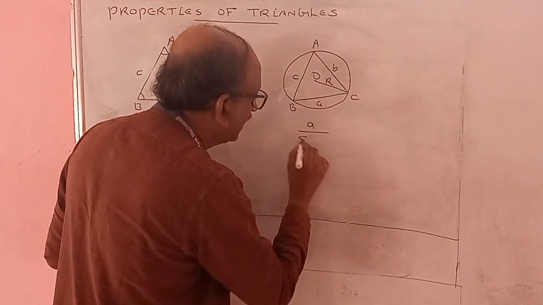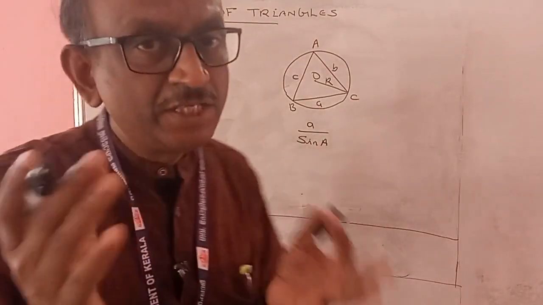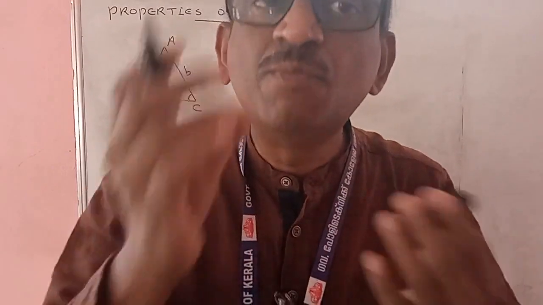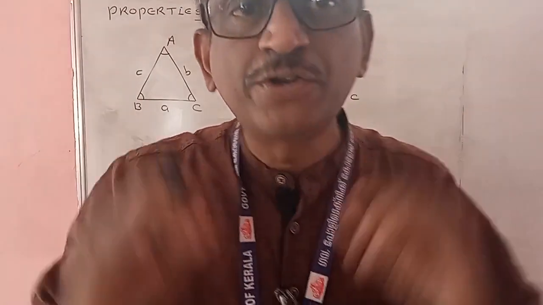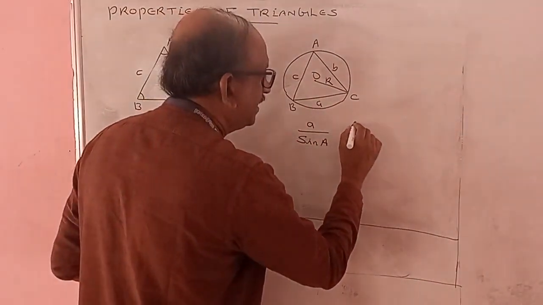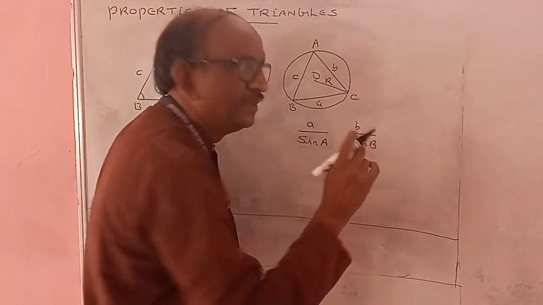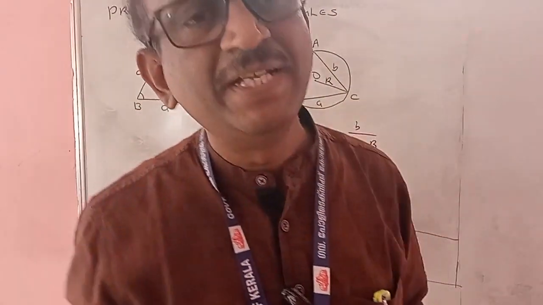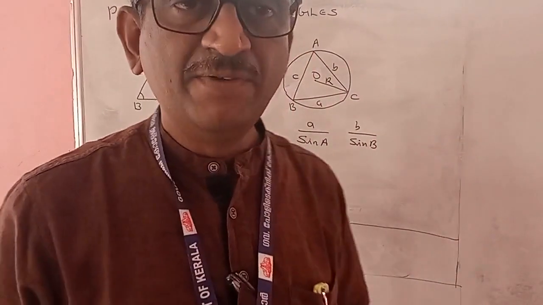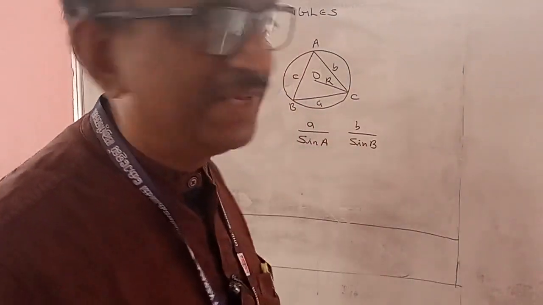a by sin A. Angle A is known, therefore sin A is known, small a is also known, therefore a by sin A, the ratio, is also a known quantity. Find b by sin B. Small b is the side opposite to angle B. This is given, small b is given, angle B is given, therefore sin B is known, therefore b by sin B is also a known quantity.